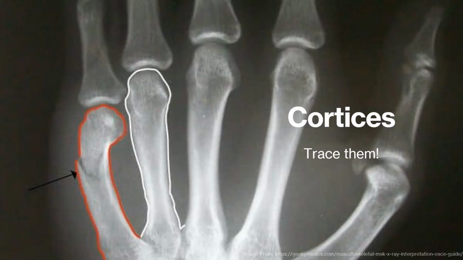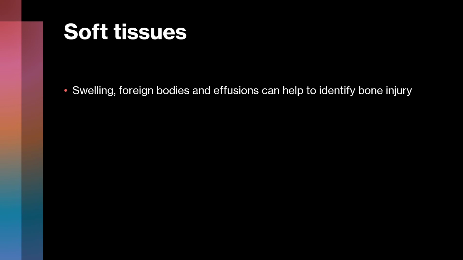And then the cortices, so it's really important to trace them. So here you can see that if you trace on the white line, it's nice and smooth, there's no breaks on either side, whereas when you're tracing on the red line, you can see that there's a fracture. So if you are in doubt, and if you're struggling to see something, just take a bit of time to trace the cortices of all the bones you can see, and then that way you won't miss anything. Then you can use your soft tissues, so any swellings or foreign bodies or effusions, that could help you to identify bony injury or indeed soft tissue injury in the case of ligamentous injury.